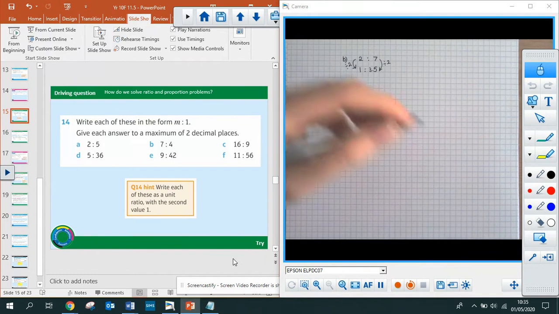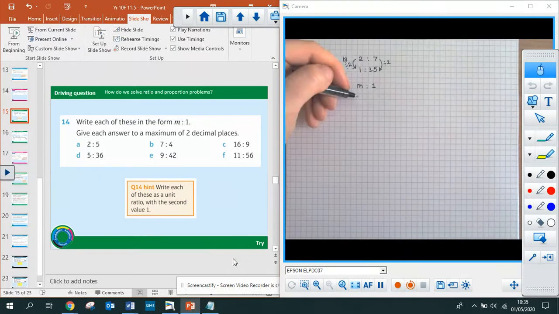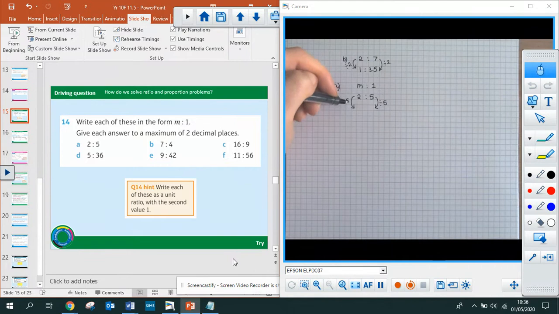Okay, so I'm writing the ratios in the form m to 1 as a unit ratio, but the second number specifically must be 1. So in part A, I've been given the ratio 2 to 5. This number has to be 1. The 5 needs to be 1 because it's the second number in my ratio. So I'm dividing both sides by 5. 5 divided by 5 gives me 1.